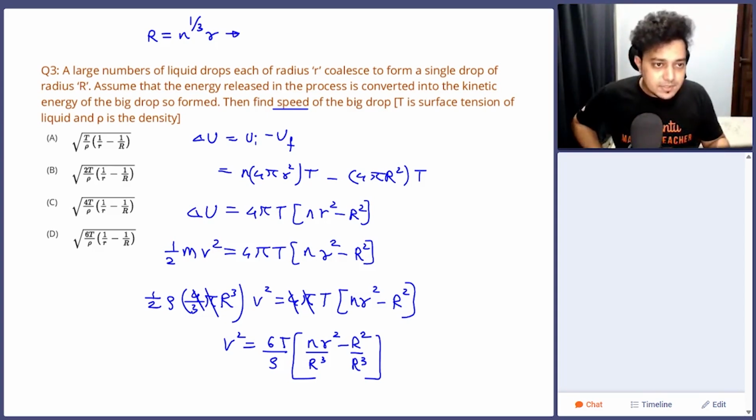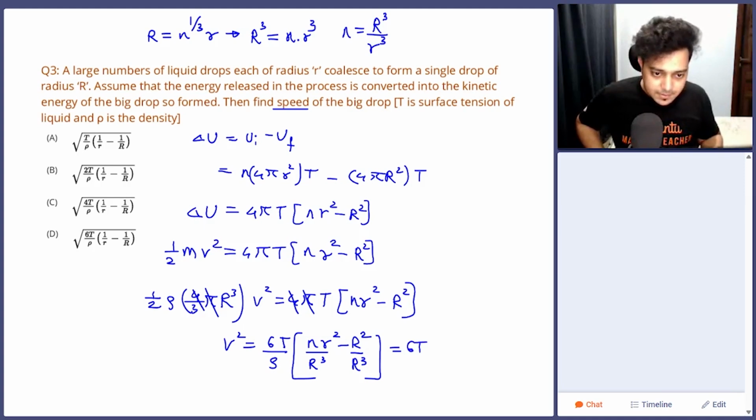If you just notice this, if I do R cube on both sides, R cube will be equal to n into small r cube. So I think we can rearrange terms here to get the answer. Or we can just substitute the value, because the answer is not in terms of n. So we can just put the value of n, that is also fine. n will be equal to capital R cube by small r cube.